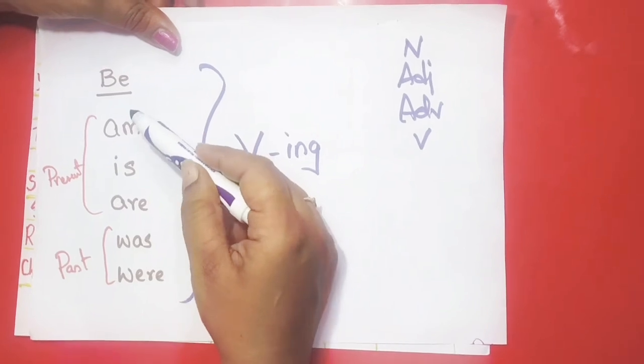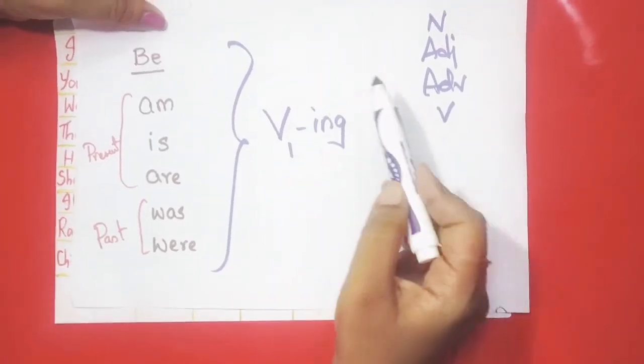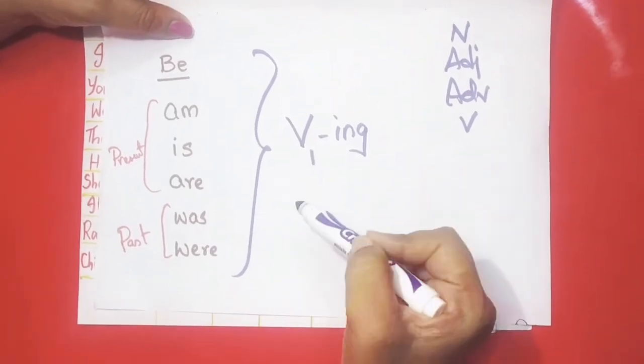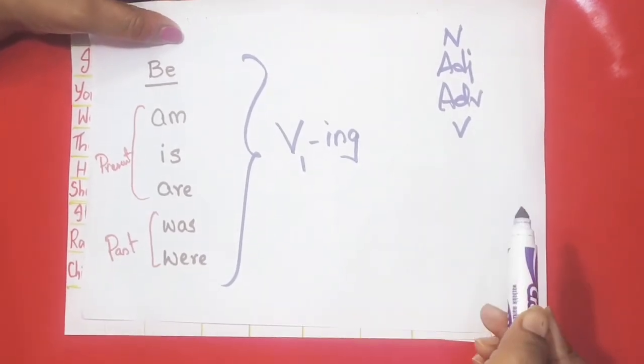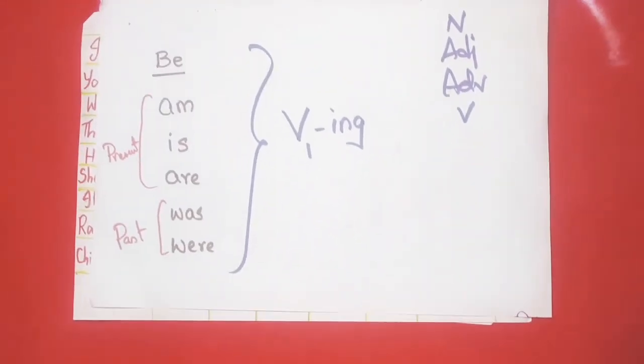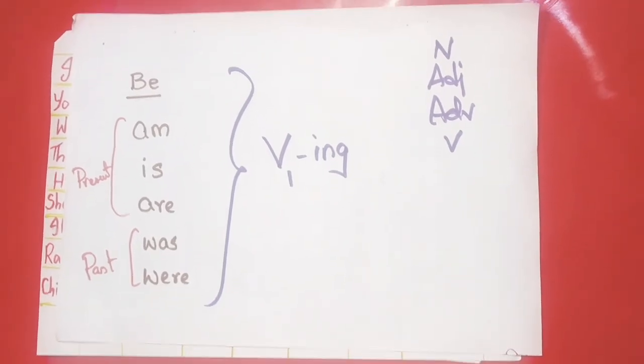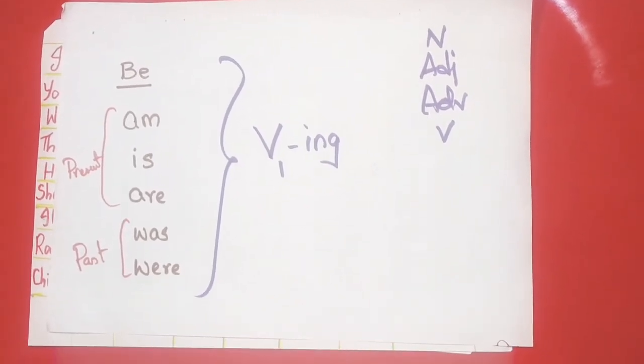Be forms are am, is or was, were. Always, whenever using am, is or was, were, use ing with the verb. That's a basic rule. And this we can say is under active voice. Now let us see next, that is have forms.